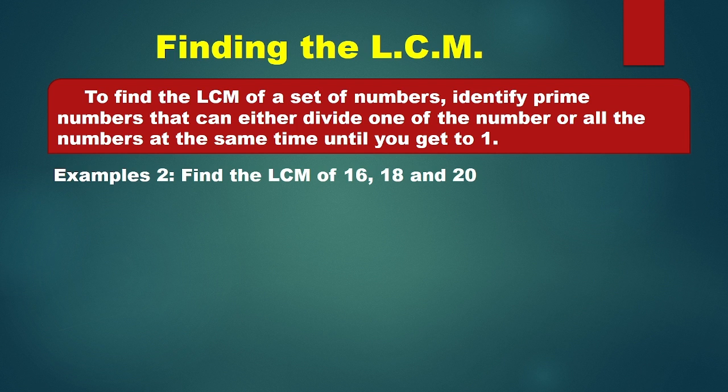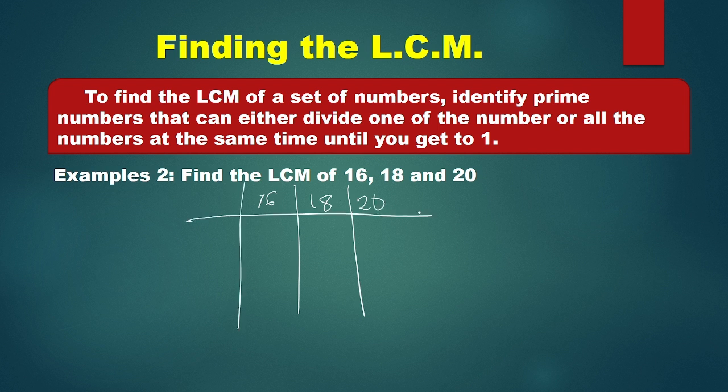Let's take another example. Find the LCM of 16, 18, and 20. So 16, 18, and 20. What prime number can divide any of them? 2 obviously can divide all of them. So 16 divided by 2 is 8. 18 divided by 2 is 9. 20 divided by 2 is 10. 2 can still divide 8. So 8 divided by 2 is 4. 9 divided by 2, we have a remainder of 1, so you don't need to divide, just bring down your 9. 10 divided by 2 is 5.